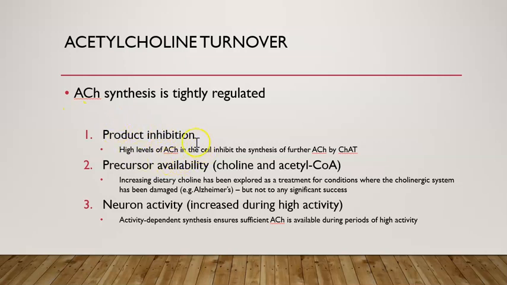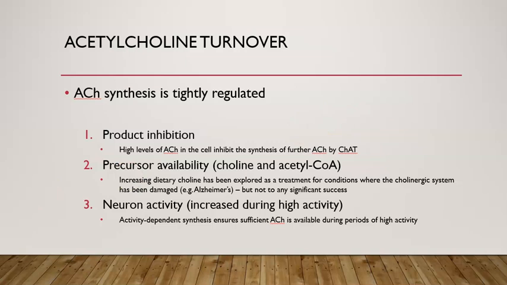So think of it more as a competitive antagonist, where it's not that the first acetylcholine made is going to block ChAT, but once you have a lot of acetylcholine, there's going to be too much happening, which will then prevent ChAT from synthesizing more acetylcholine.